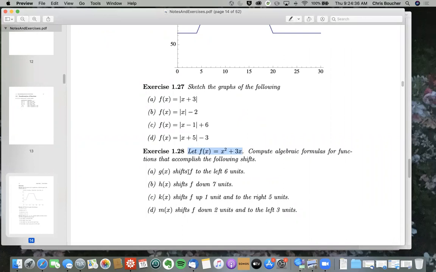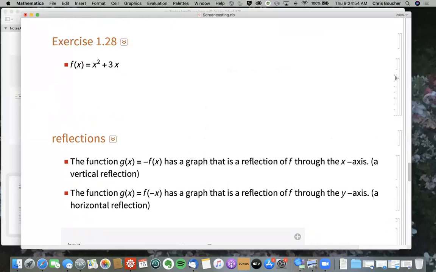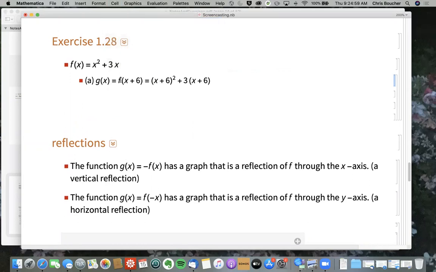Now, how do I make a function that shifts this function in some specified way? So let's say I want to shift it to the left by 6 units. Well, I know that to shift to the left by 6 units, I want to add 6 to the input. That is, I want to compute f of x plus 6, right? So that first thing that's highlighted in blue, that's the first thing I want to write down, because that's how I'm going to execute the desired shift.